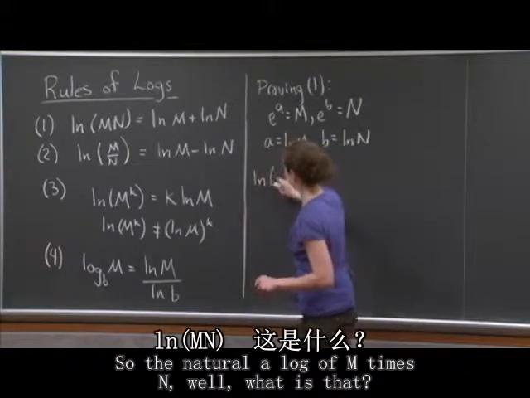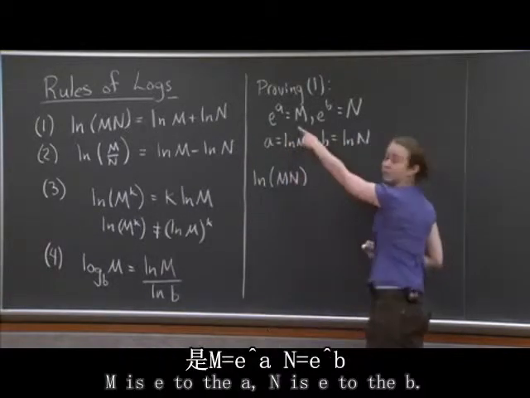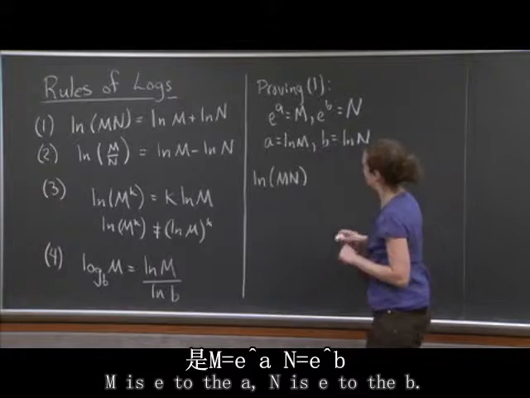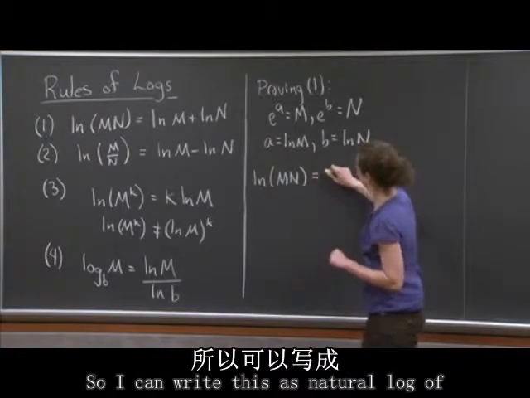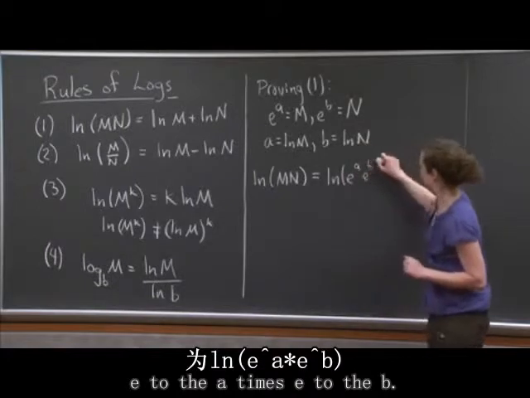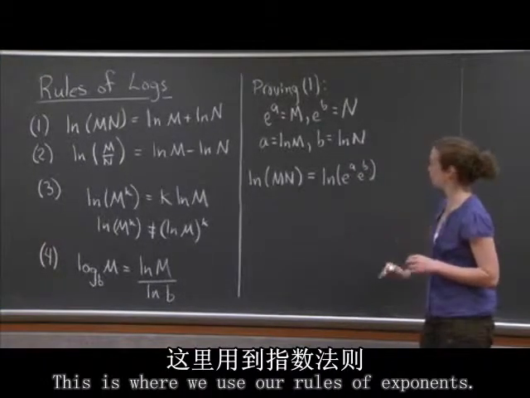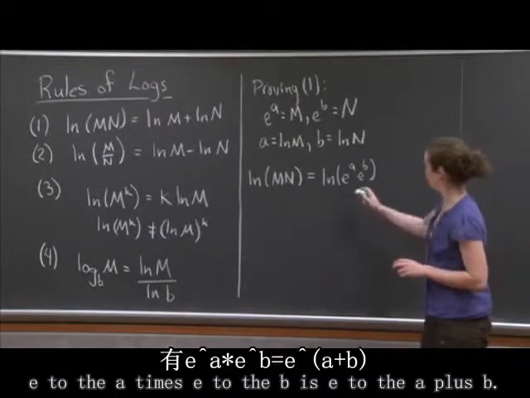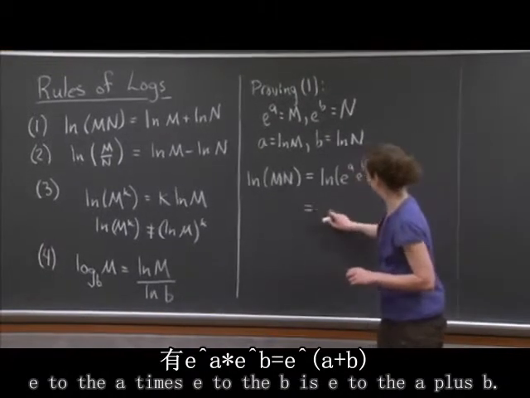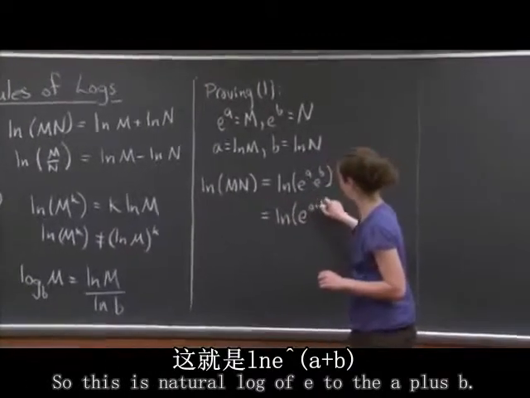So the natural log of m times n, well, what is that? m is e to the a, n is e to the b. So I can write this as natural log of e to the a times e to the b. What's e to the a times e to the b? This is where we use our rules of exponents. e to the a times e to the b is e to the a plus b. So this is the natural log of e to the a plus b.